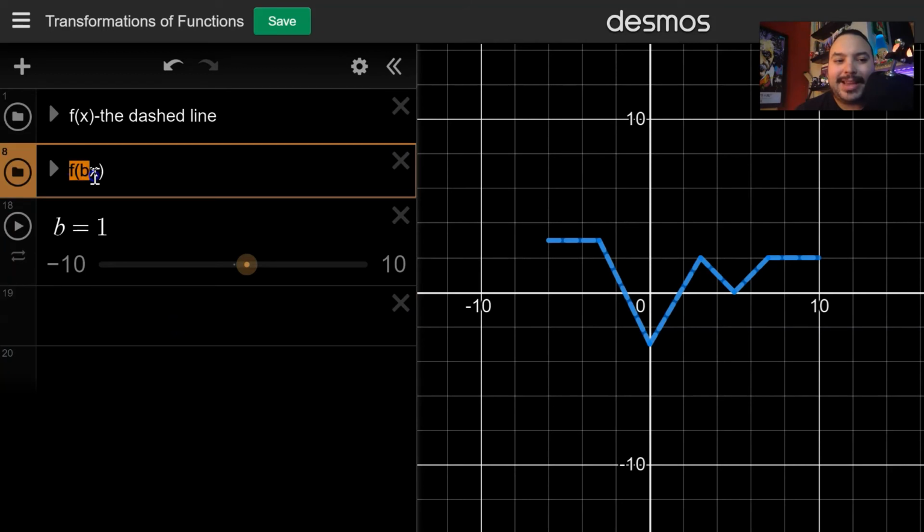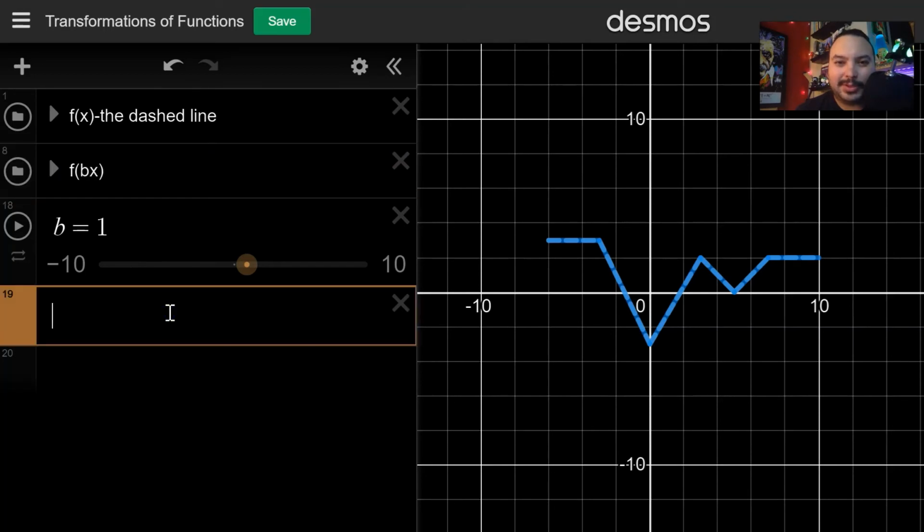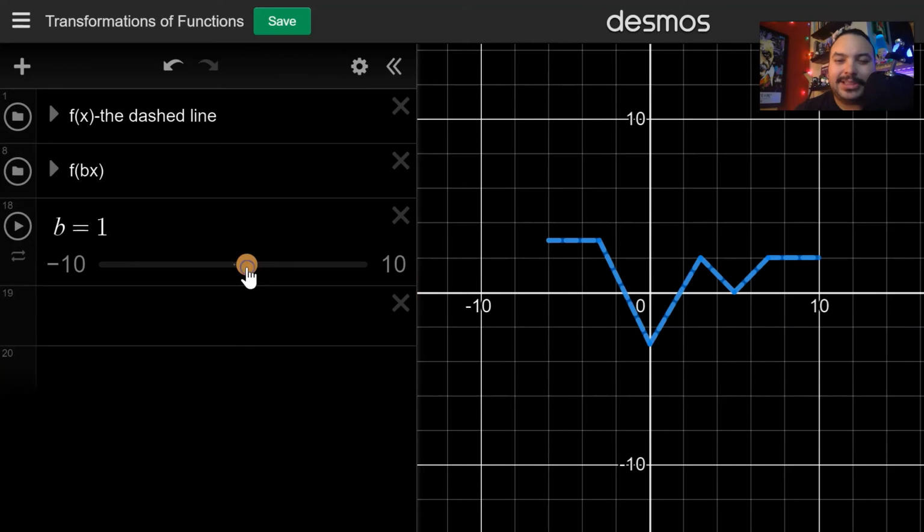So here we're looking at f of b times x. So b is literally multiplying the x values, which does some strange things to the graph. As we make b larger, it's actually not going to make the graph larger. It actually shrinks the graph. It squeezes it in. We get this horizontal compression. So the larger b becomes, the closer it gets to the y-axis like this here. We are squeezing it in.